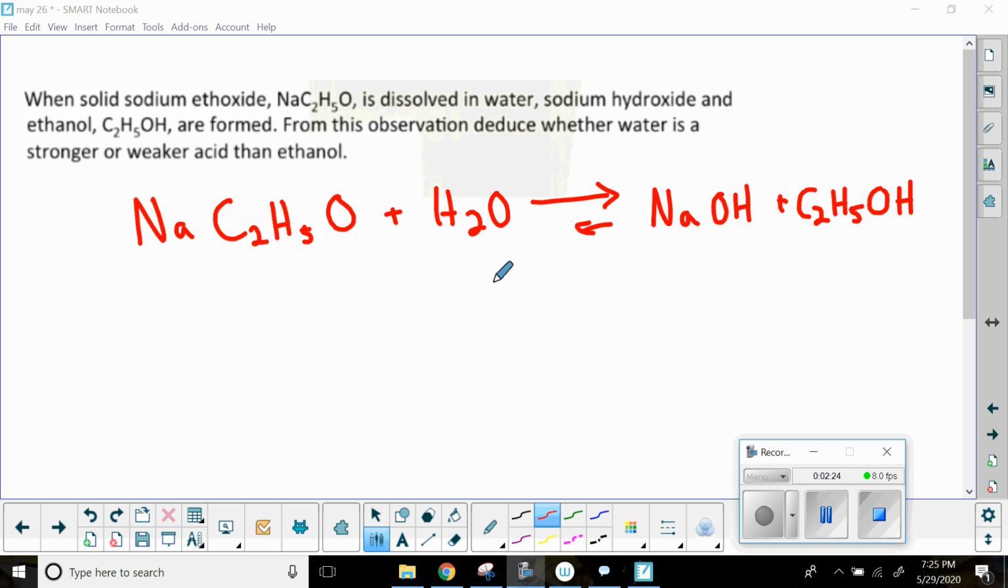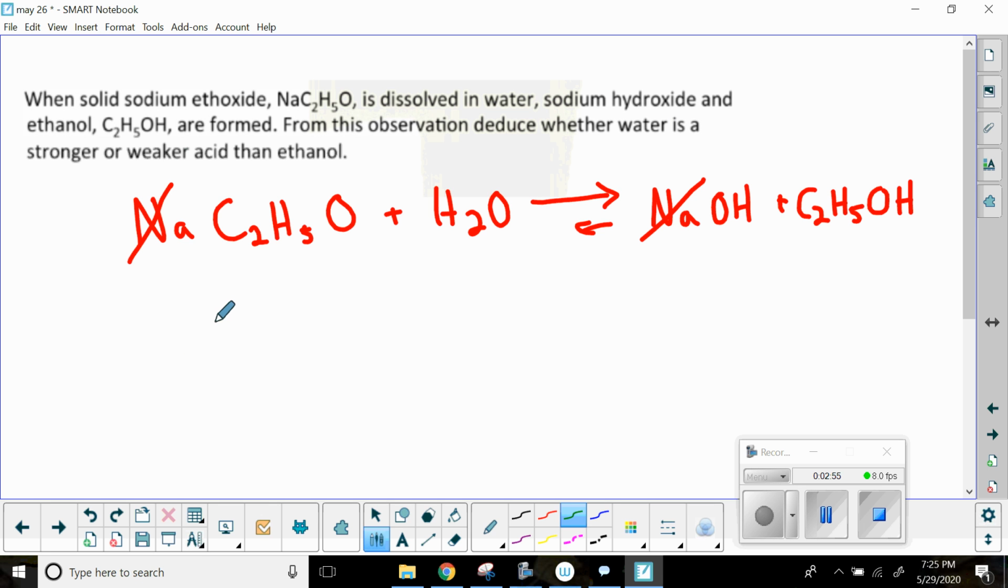And here's question number 3. When solid sodium ethoxide is dissolved in water, sodium hydroxide and ethanol are formed. From this observation, deduce whether water is a stronger or weaker acid than ethanol. I'm going to rewrite this equation briefly, and I really don't care about sodiums. Sodiums are spectator ions. They hang out and do nothing.